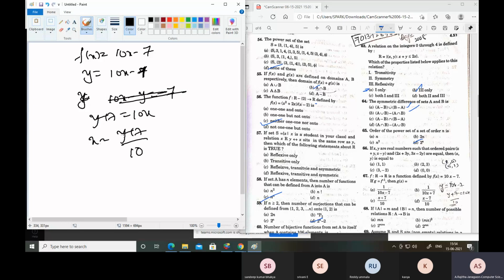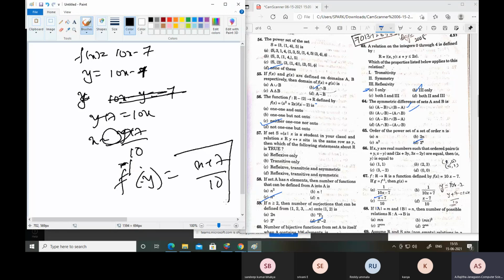Here they have given only the x variable, so you can just write it like that. So it is completed, that is x plus 7 divided by 10. That is f inverse, f inverse of y. So how did we write it here? Here x plus 7 by 10. So sometimes they ask for the inverse function.